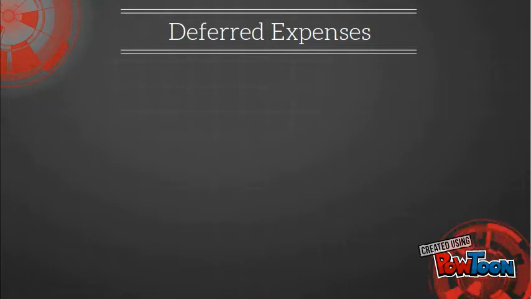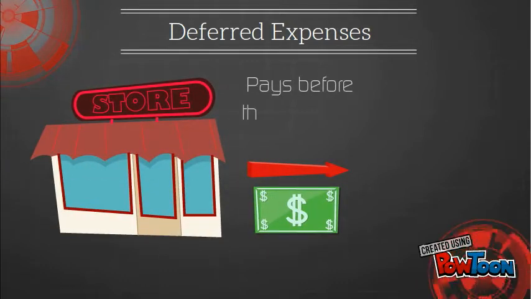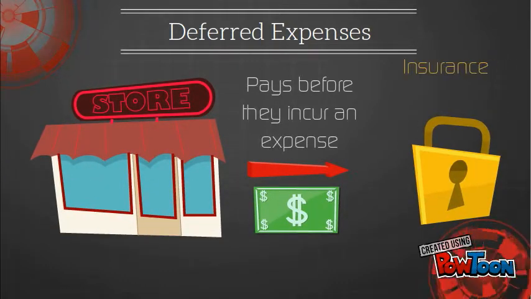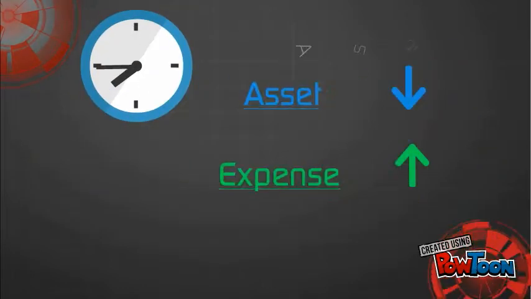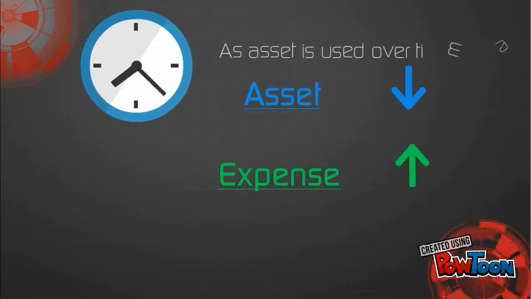This is when a company pays cash before they incur an expense. A prime example of this is insurance. As the company doesn't use the insurance policy at a given moment, it cannot be recorded as an expense. Instead, an asset is recorded. As the asset is used over time, the asset account decreases and the related expense account increases.